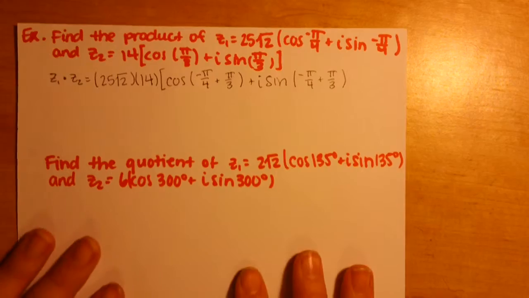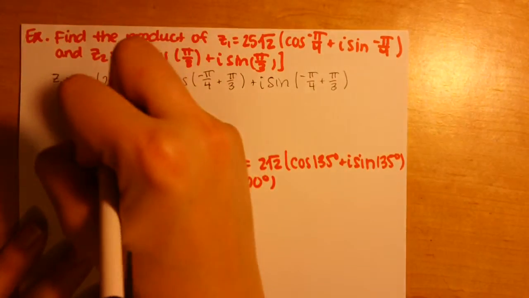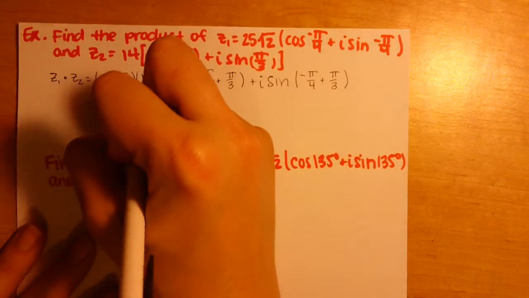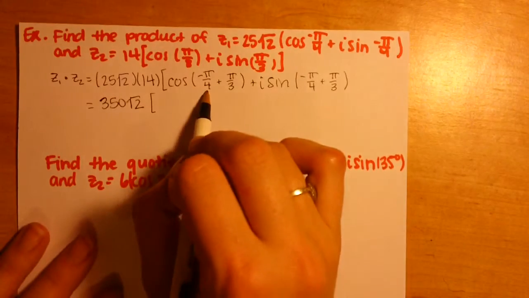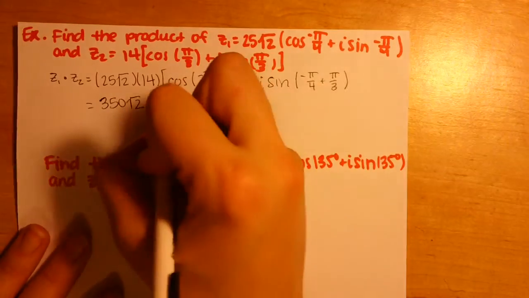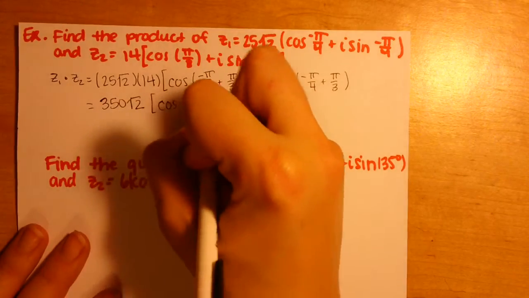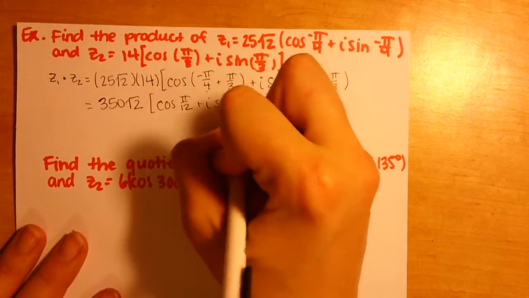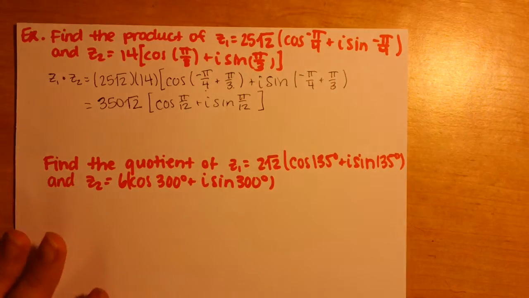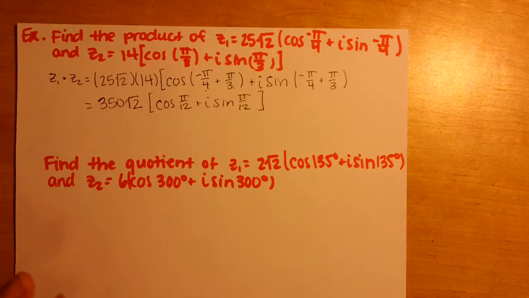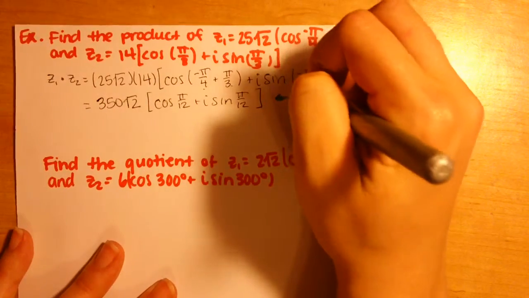So now to simplify this a little bit more, 14 times 25 is 350. So 350 square root of 2. Now the negative pi over 4 plus pi over 3 is the same as pi over 12. So I have cosine of pi over 12 plus I sine of pi over 12. So this here, we'll do it in green, is trig form.